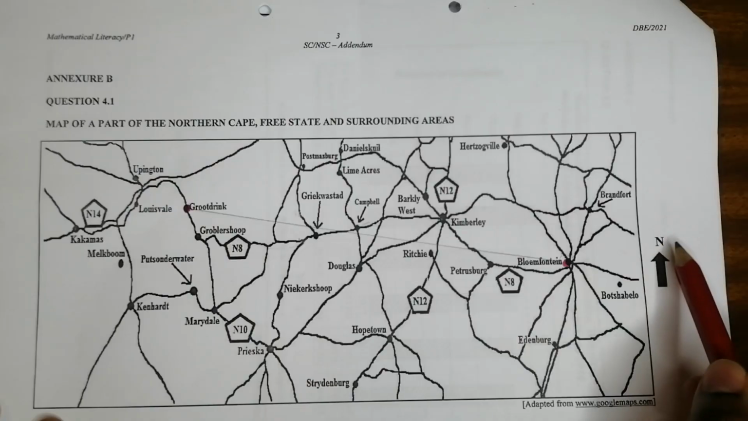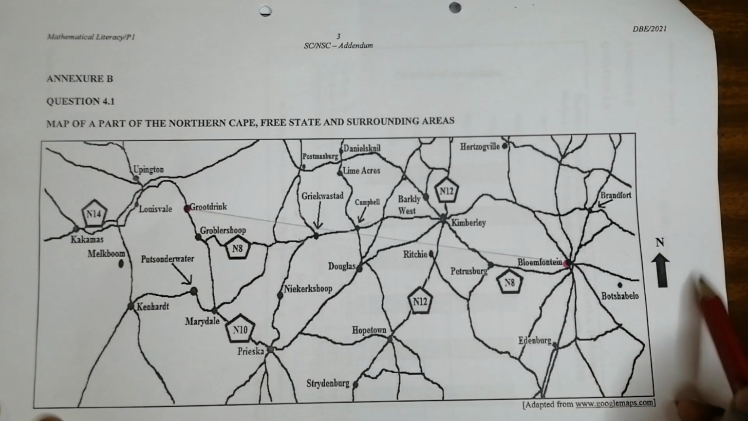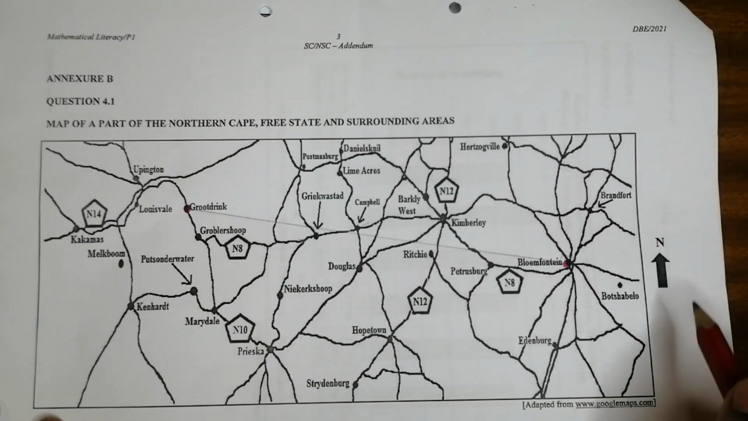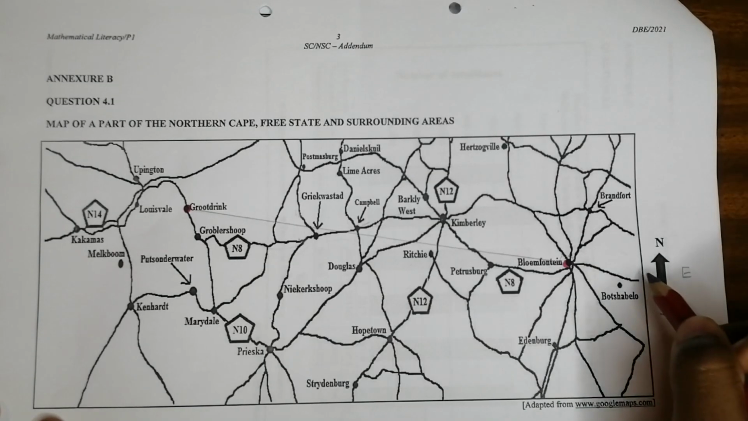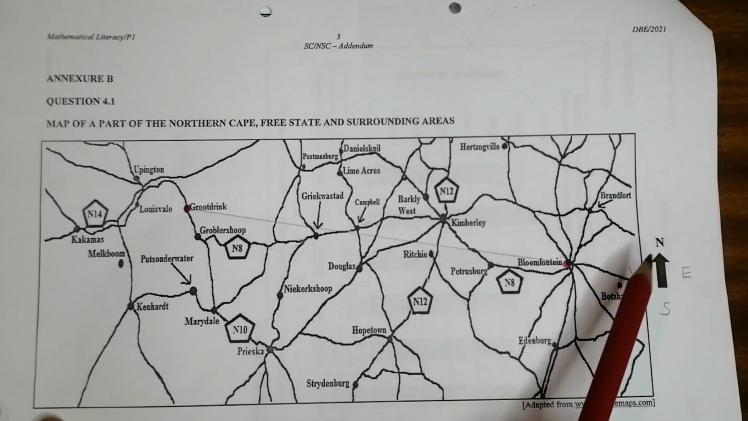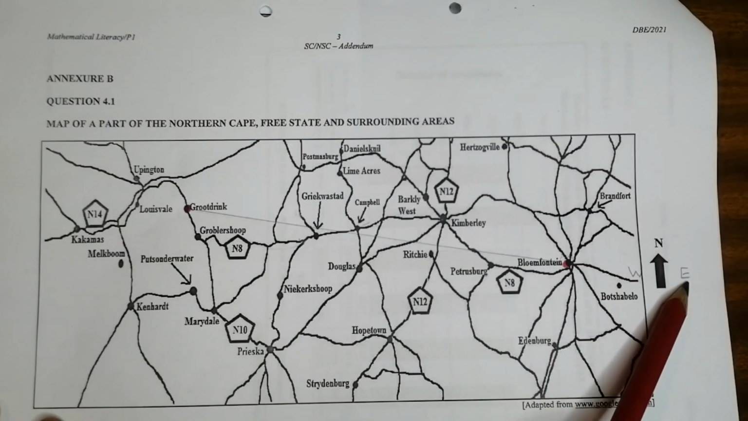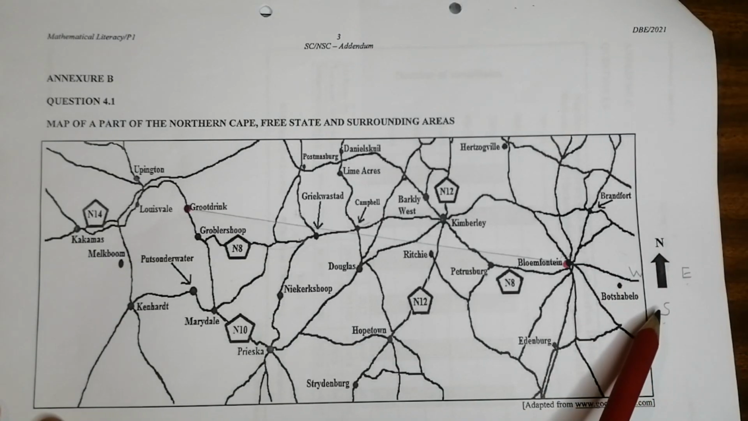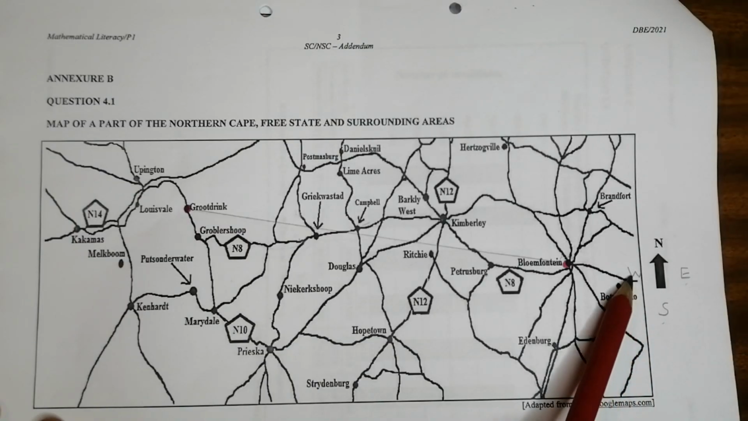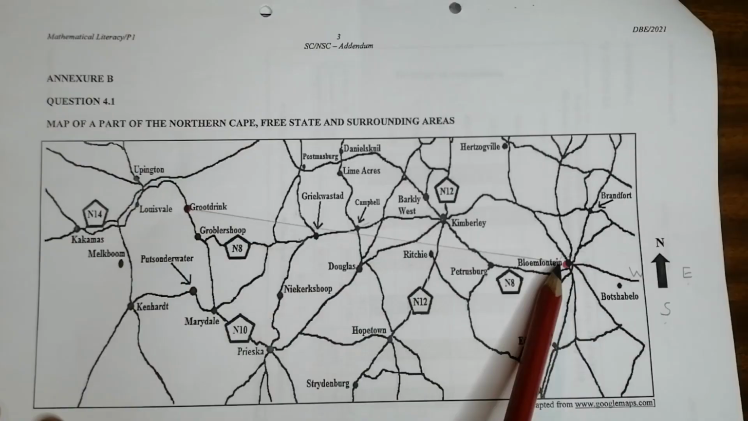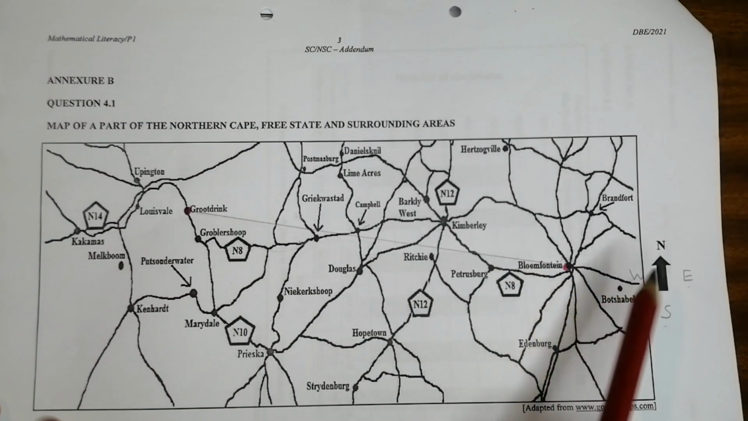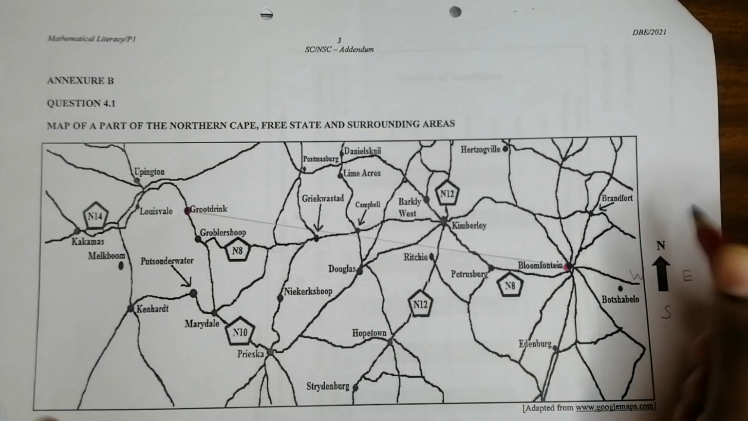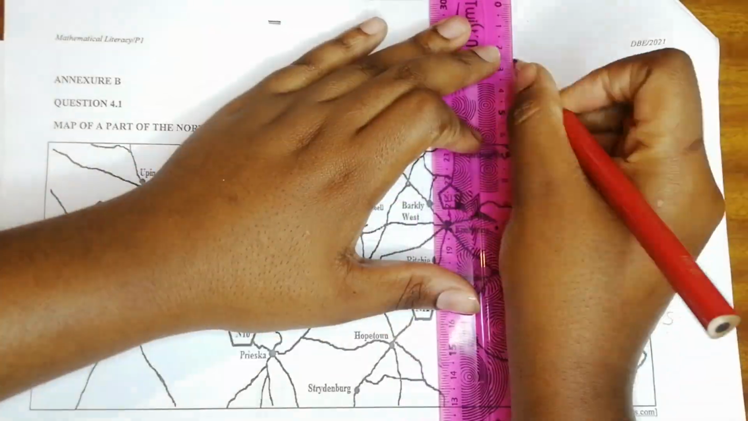To help us remember the other points on our compass, you can just say naughty elephant sprays water. If that is your north, then to your right is east, downwards is south, and to your left is west. So if you are moving in that direction from Bloemfontein to Grootdrink, do you guys agree that you are moving to the right?